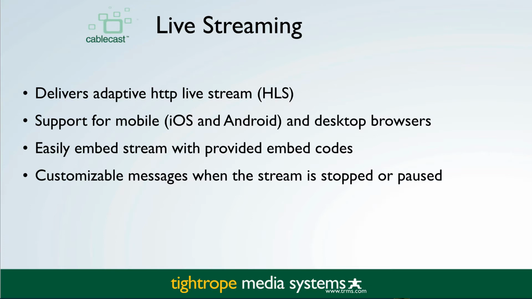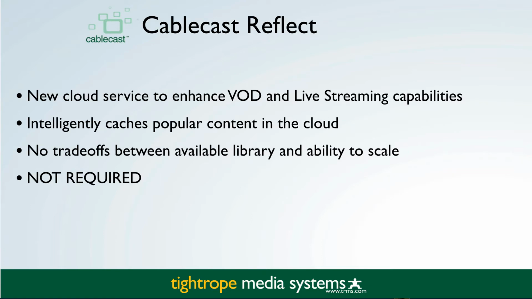In addition to the live streaming, we're also announcing a new cloud service called Cablecast Reflect. And I think the most important thing about this slide is the bottom in capital letters, that the service isn't required. So unlike other services where you always have to pay a monthly fee or a yearly fee for the service to work, you don't need our cloud service in order to provide internet streaming and video on demand for your viewers. If you have sufficient bandwidth or you don't expect that much online viewing, or you want to use it mostly for confidence monitoring, you can self-host just like you always have with Tightrope products, and you buy them and you own them.